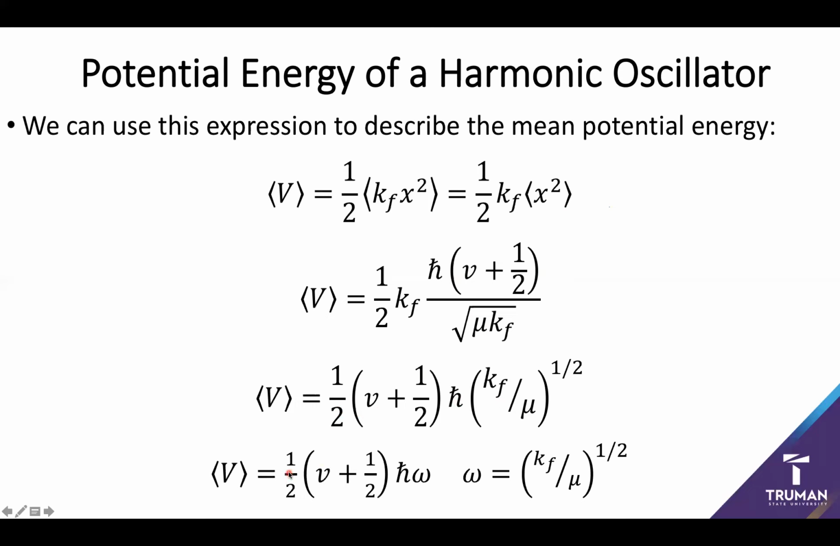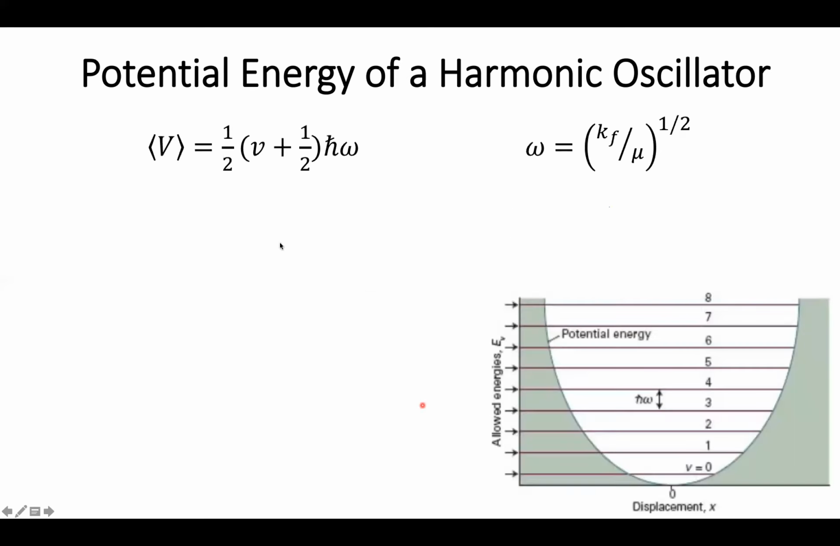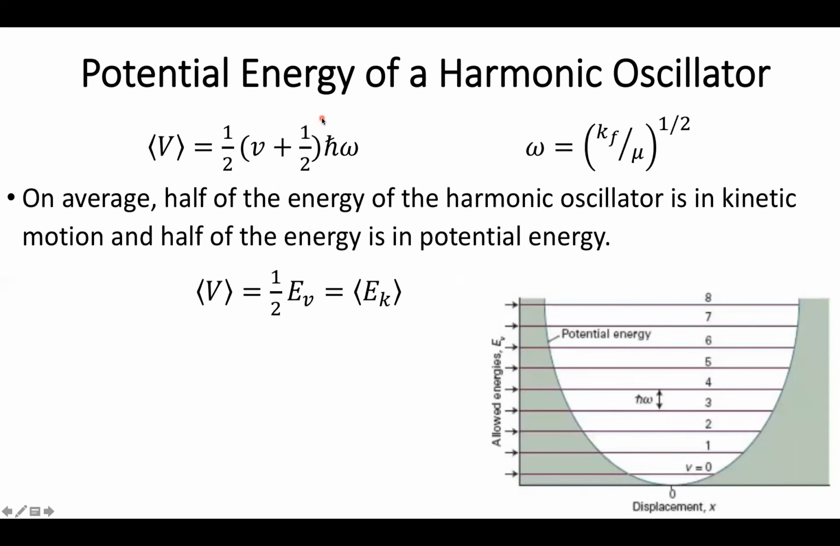Congratulations, we have an expression that should look fairly familiar, because I got my vibrational frequency back. Because again, this is that square root of kf over reduced mass. And it is worth noting that this expression itself should look vaguely familiar, because this is half the average energy. And this actually leads us to a rather cool and fairly important realization, that on average, half of the energy of a harmonic oscillator is in kinetic motion and half of it's in potential energy.